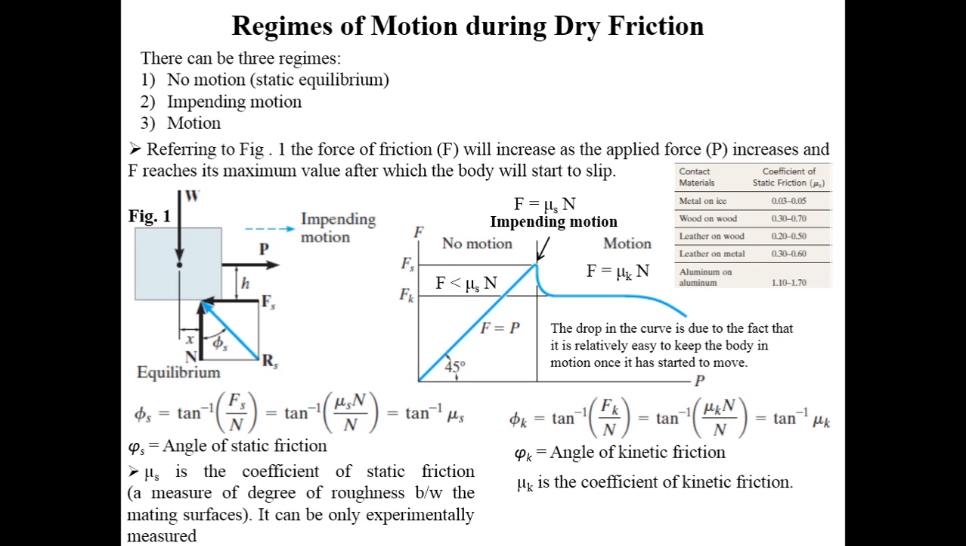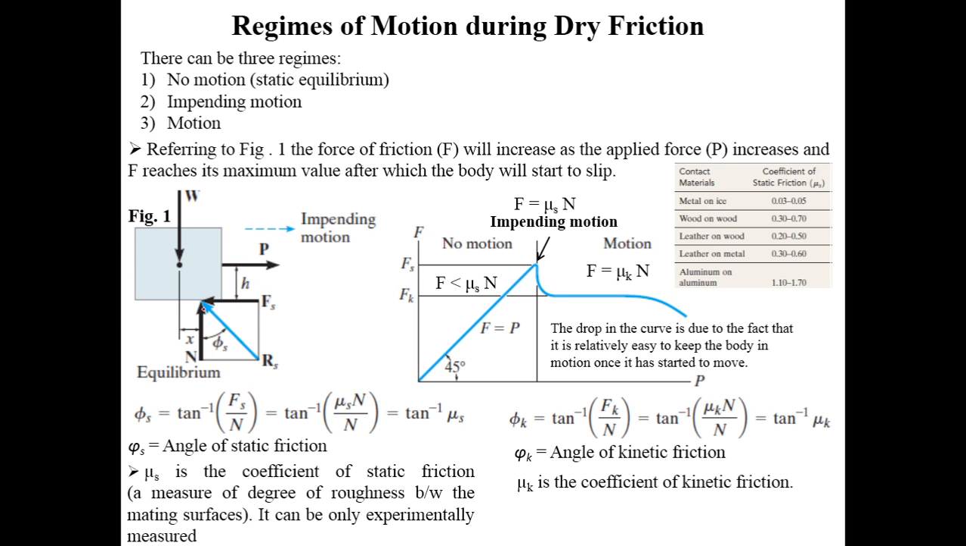So as I mentioned, this friction force actually keeps the body in equilibrium. It tends to keep the body in equilibrium. Therefore, these friction problems can be best defined on the basis of regimes of motion. So referring to figure number 1, you see that this normal reaction N is shown at a distance x, and this friction force is shown here.